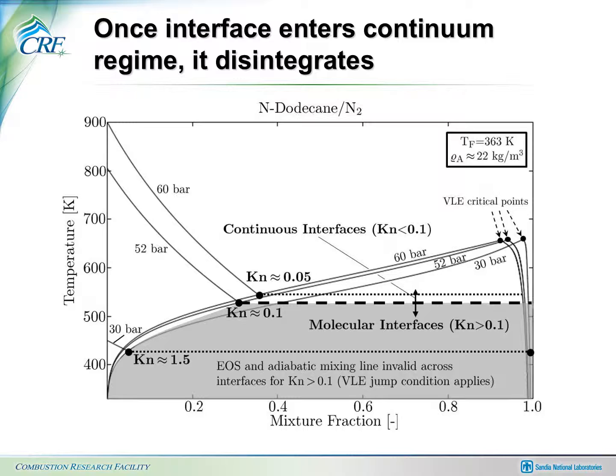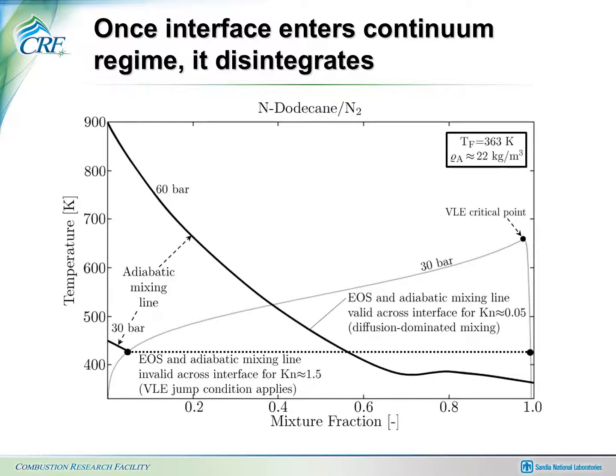So the point is, once we get to somewhere in the vicinity of the Knudsen number 0.1 regime, what happens is the interface disintegrates. You end up with more of this picture now, where I'm showing you a mixing line that doesn't end at the VLE point anymore. It applies across the whole regime because the mixture, even in the vicinity of what used to be the interface, is now just part of the continuum. The governing equations apply across it, and it's really just a more or less exotic mixing process that's being dominated by the real fluid thermodynamics. And that's what we assume here.